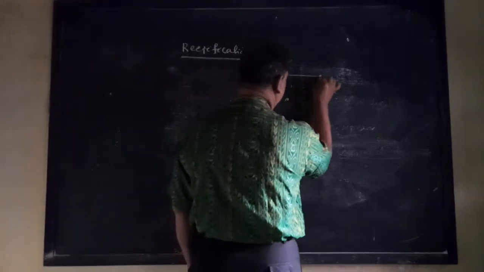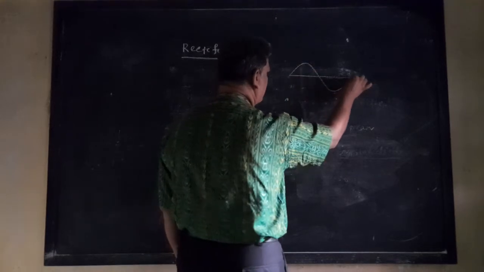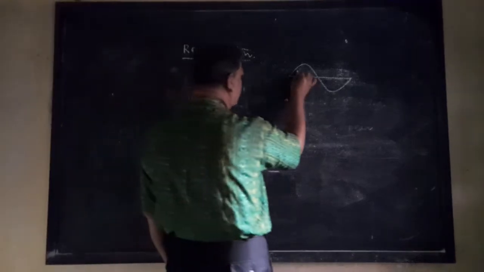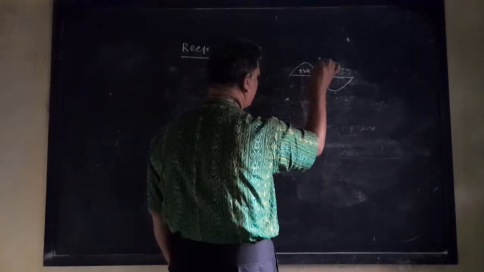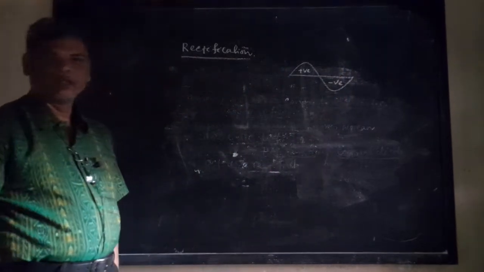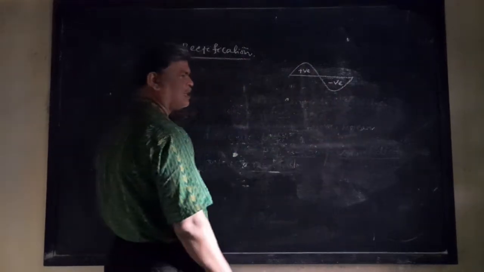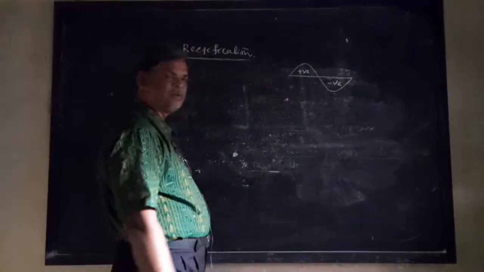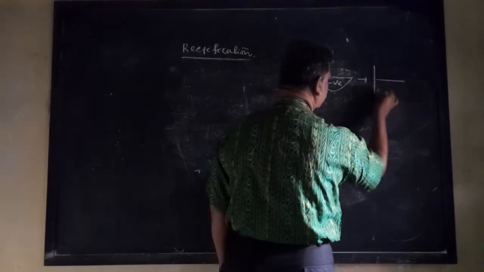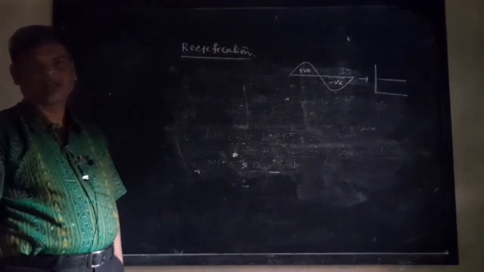Look, this is an alternating source, one cycle of the alternating source. So this is known as the positive half cycle, and this is your negative half cycle. Clear? So this cycle consists of two half cycles and this cycle is converted to DC. DC means constant, unidirectional.